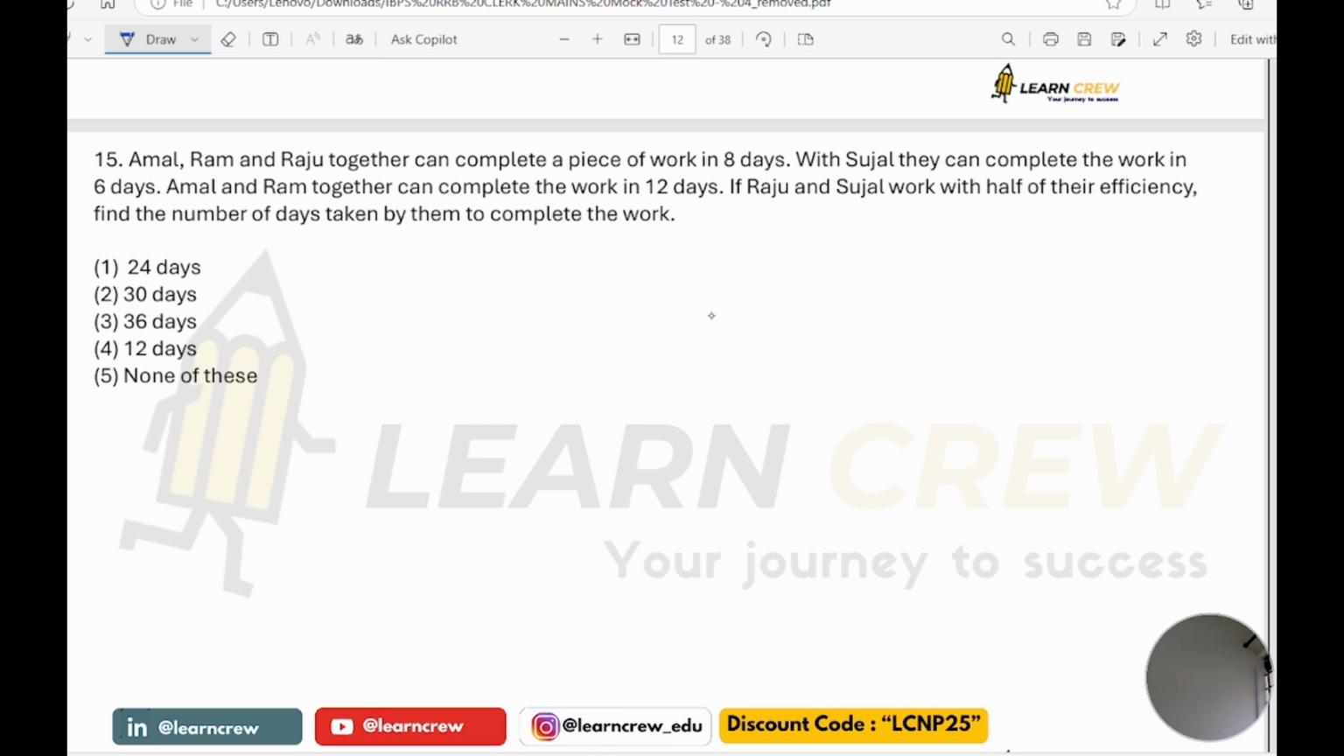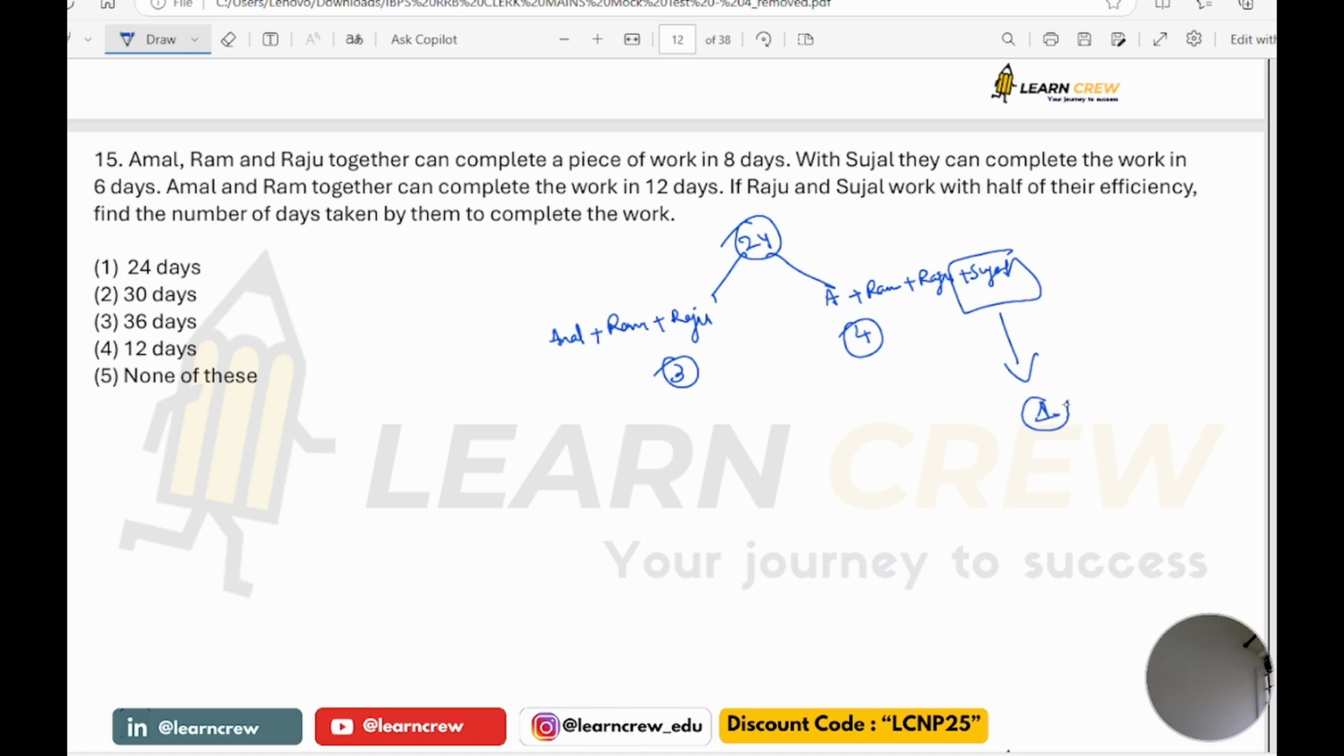So Amal, Ram and Raju, 8 days. Next, Amal, Ramu, Raju and Sujal, 6 days. So for the same work, 8 and 6, the LCM is 24. So 24 means in 8 days, 1 day is 3, and in 6 days, 1 day is 4. So Sujal is doing 1 alone.